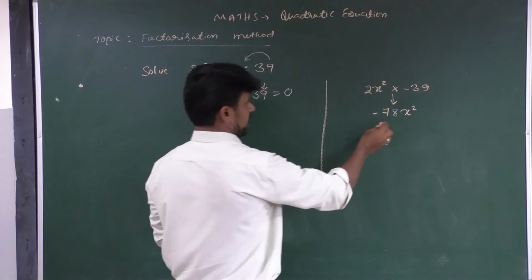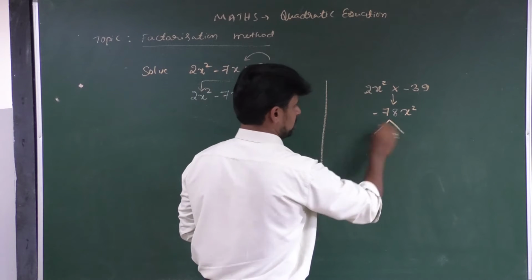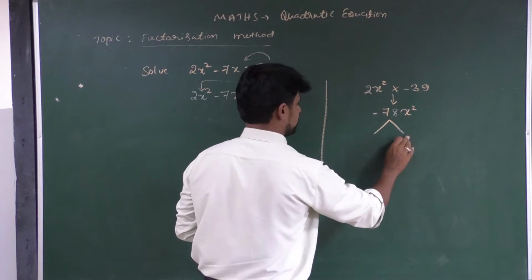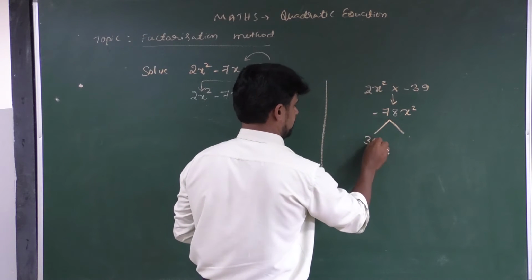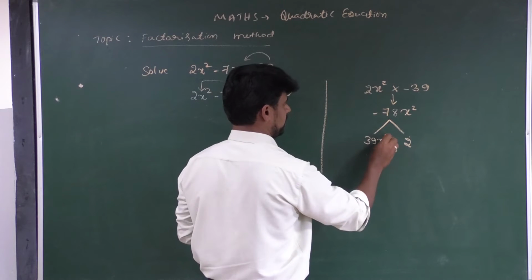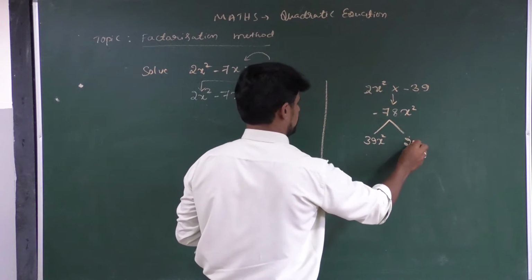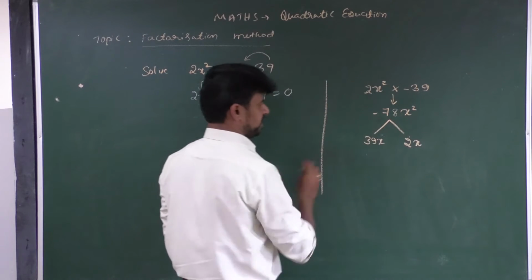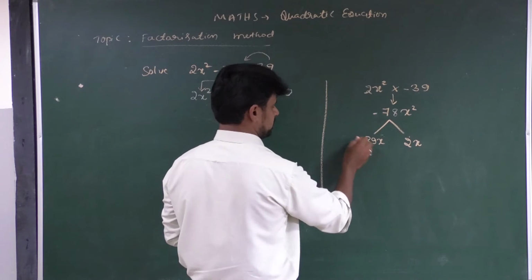How can you split this? As you know that half of 78 is 39, 39 twos are 78. Then it becomes 39x into 2x. 39 twos are 78x square. Okay, then minus 39 is here.